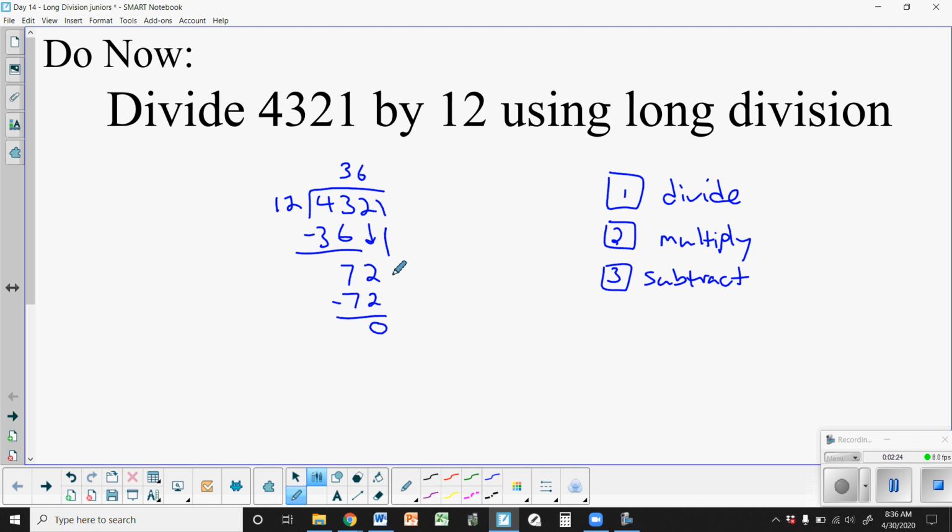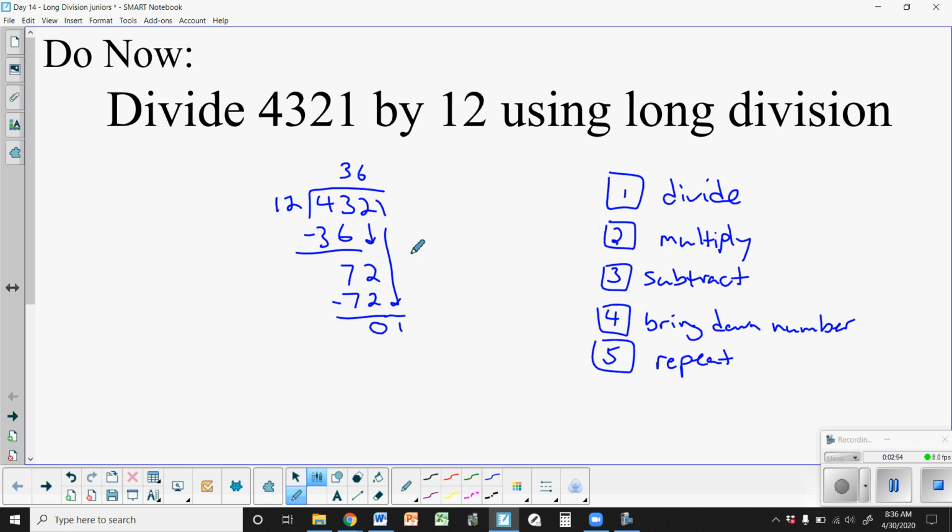And then we bring down the number still. So notice I'm still following the same steps: divide, multiply, subtract. Oh, I forgot that. The fourth thing that we did is we bring down the number. And then our fifth step, repeat. So bring down the 1. Can 12 go into 1? Nope. So there's a couple ways that we can go from here.